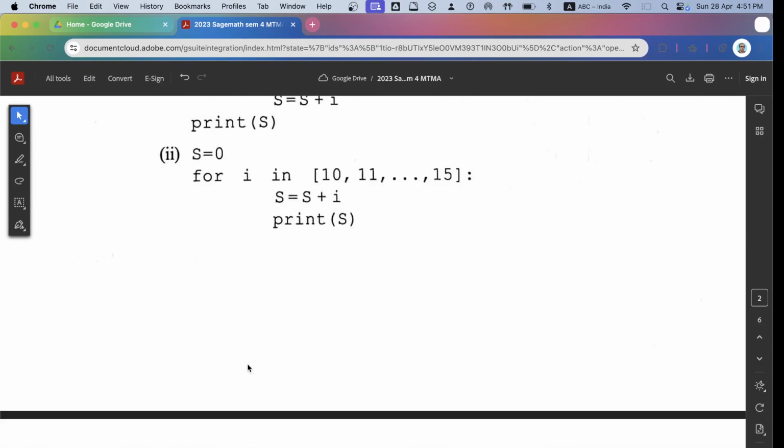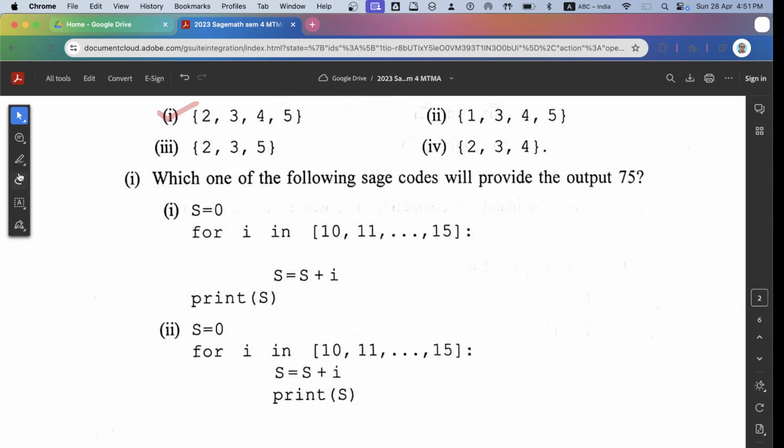The correct option is 1. But actually this is the wrong question because of the 3 dots.